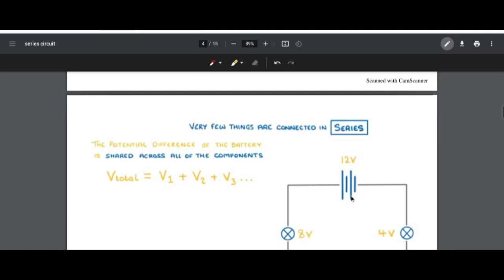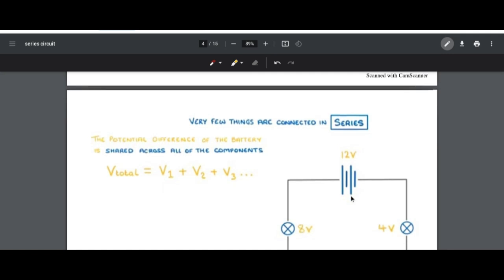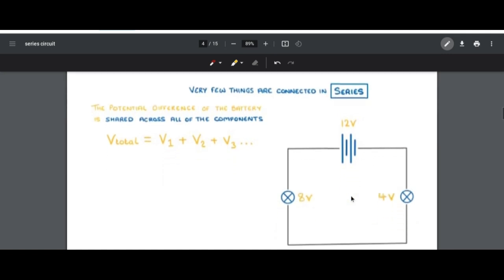Now we have to talk about how the potential difference of the battery is shared across all of the components. If the voltage coming from the source is 12 volts, the voltage is divided. So maybe one bulb is getting 8 volts and another bulb is getting 4 volts. Maybe this one is getting 6 volts and this one is getting 6 volts. That doesn't matter, because the voltage is divided. Maybe both are getting the same, maybe one smaller and one greater. Did you get the point?